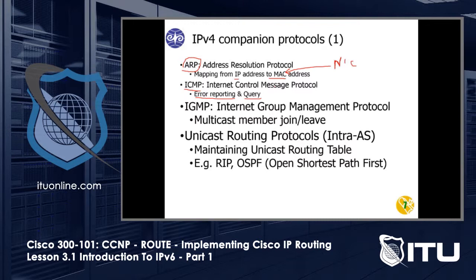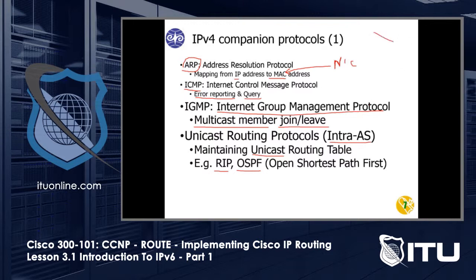The Internet Group Management Protocol allows you to join or leave a multicast group. Okay? Unicast routing protocols such as intra-autonomous system, intra-AS, maintain a unicast routing table, such as Routing Information Protocol, Open Shortest Path First.